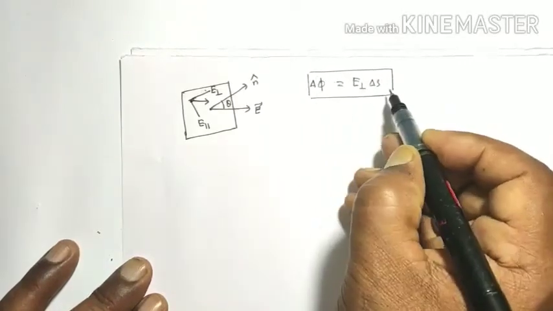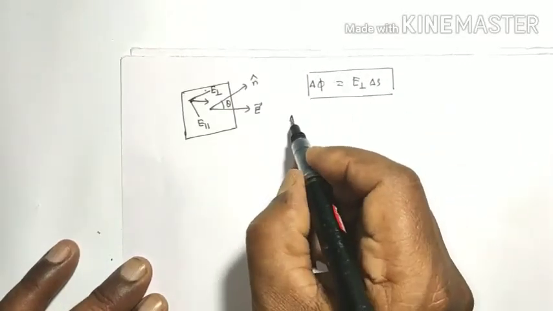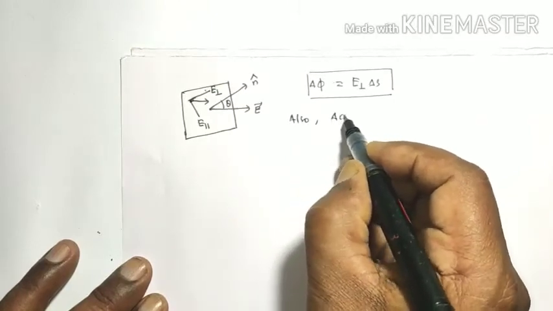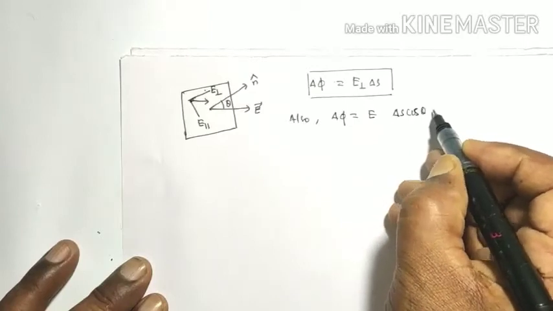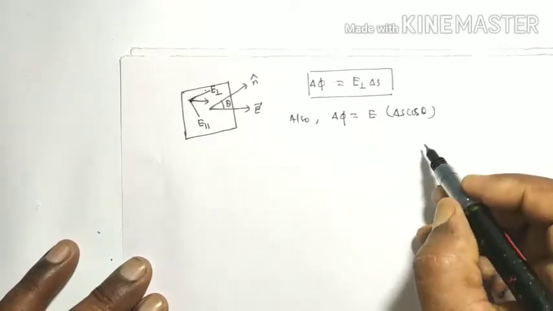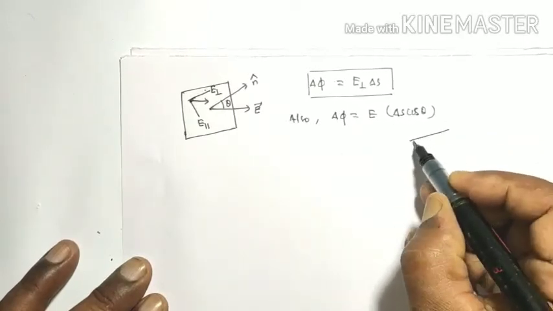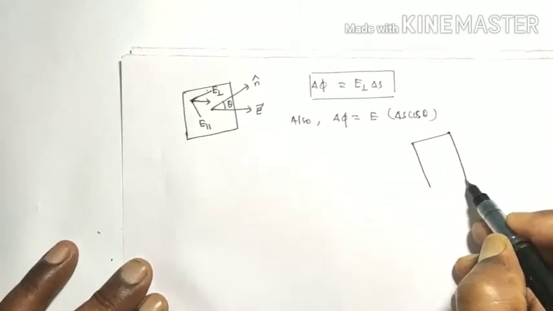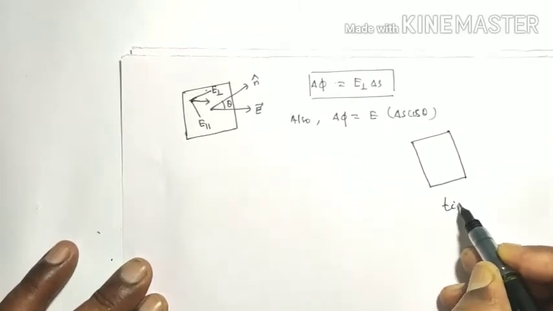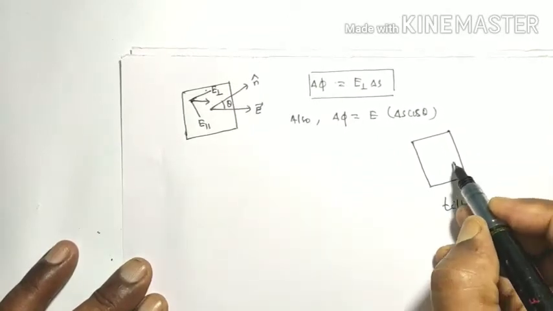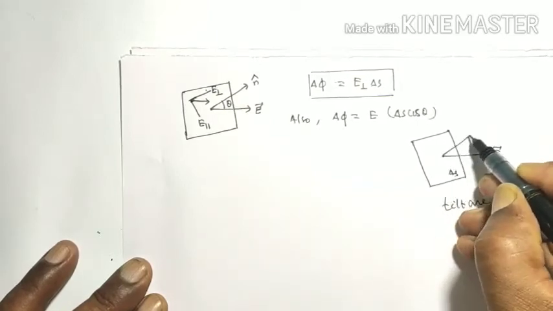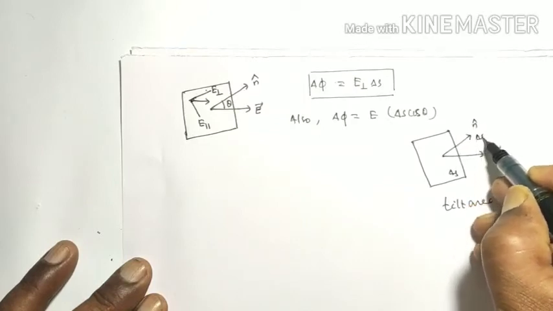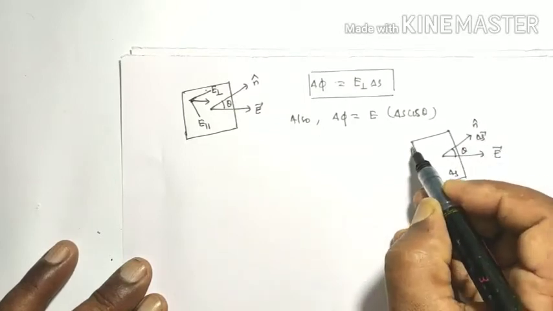So this is electric flux. Also we can write delta phi is equal to E into delta S cos theta. Here, suppose this is the tilted area to the electric field E, and this is your normal n cap, or that is the direction of delta S, and this angle is theta.